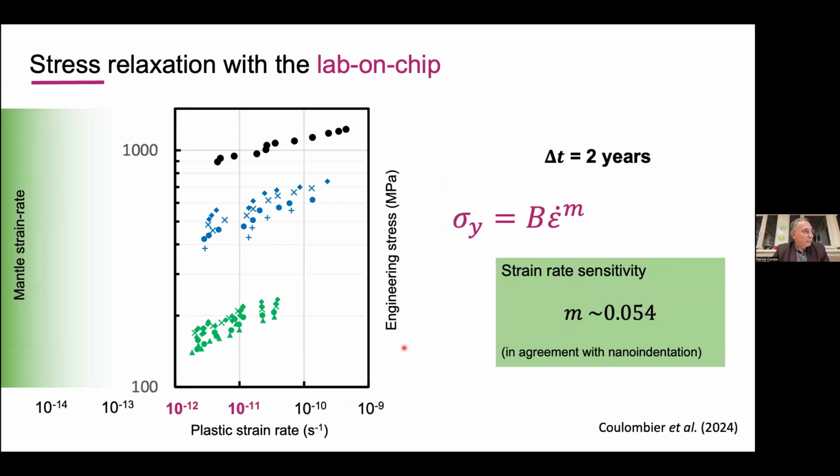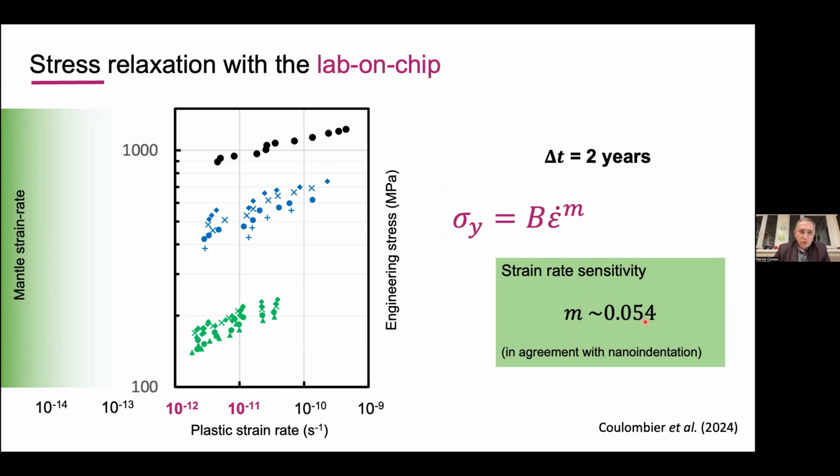So we could plot here the engineering stress as a function of the plastic strain rate and calculate again the strain rate sensitivity. Interestingly, we find the same value as with nanoindentation, but look at that. Here we can extend the range down to 10 to the minus 12. I think that this is the world record. It's the slowest deformation experiments that we have ever obtained, and with a consistency in the mechanisms.